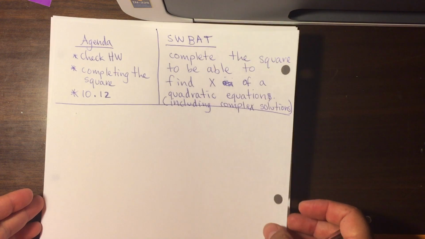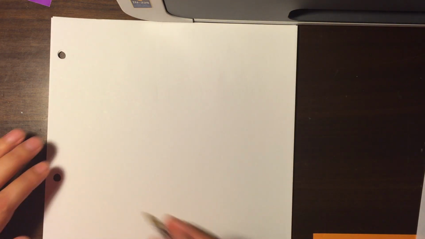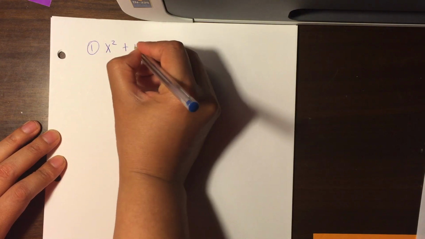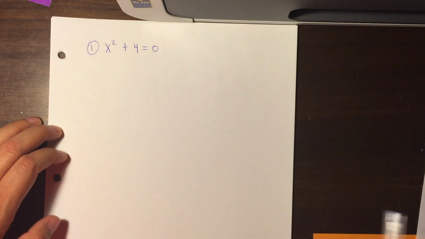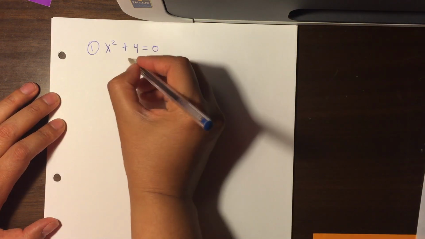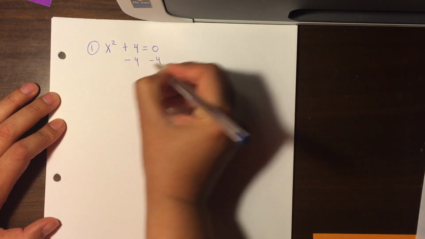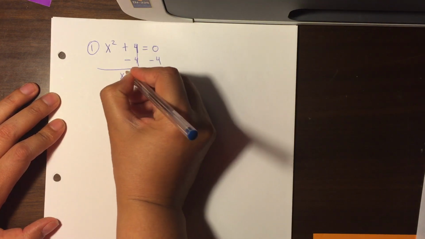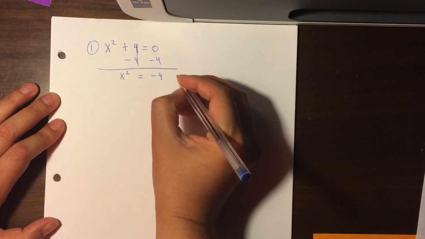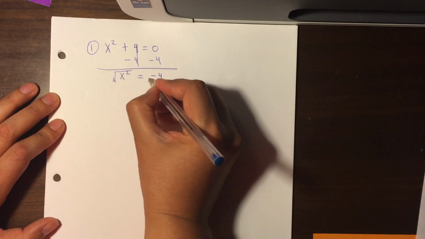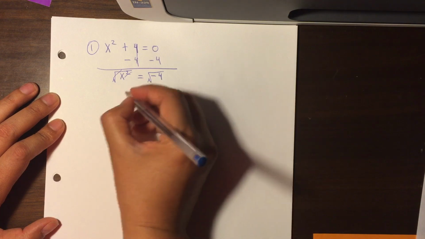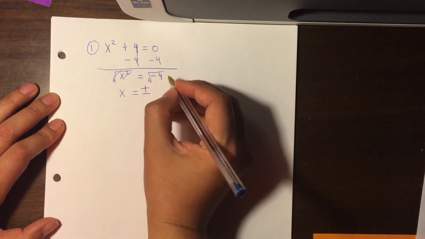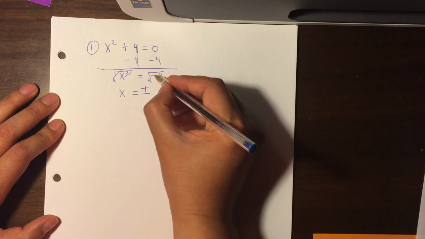Okay, so let's start with one that is simple, and for this one I'm going to show you in a minute how to complete the square, but you can easily solve this one just by canceling. And so we subtract 4 from both sides, and so we have left x squared equals -4. We take the square root of both sides, and so x is equal to plus or minus. Remember, anytime you take the square root of something, it's plus or minus.